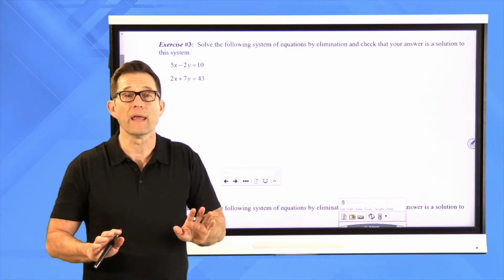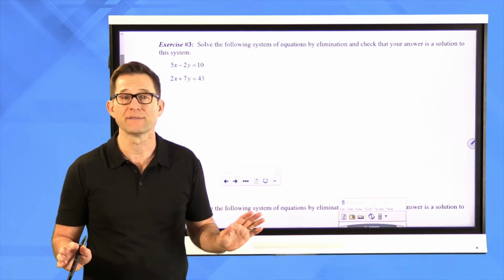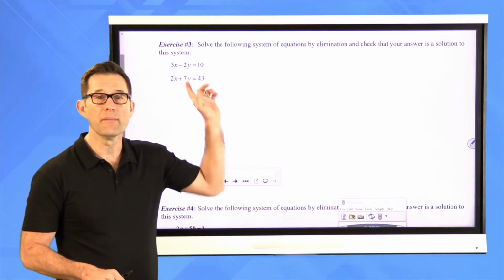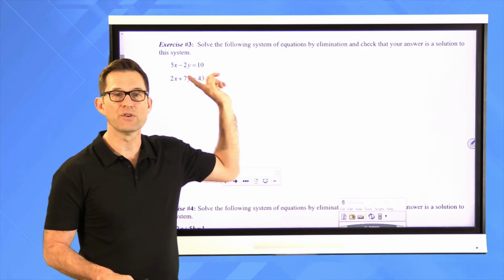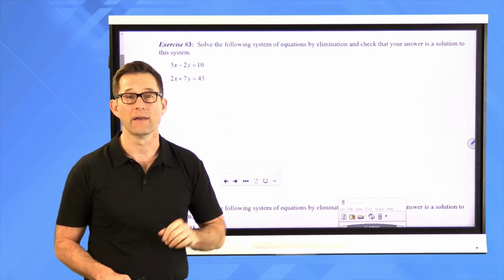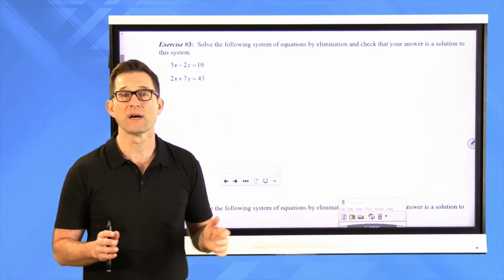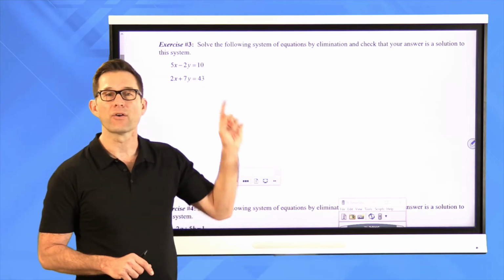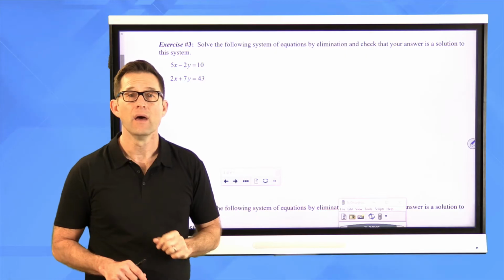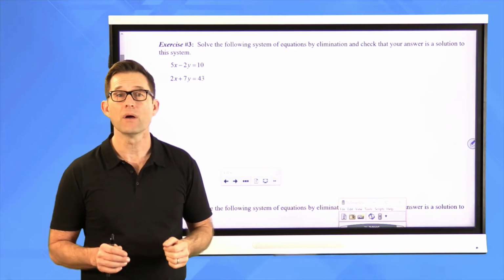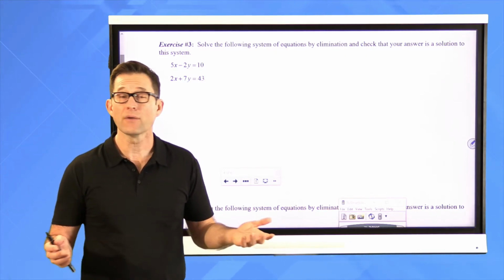Now, I could eliminate either the x's or the y's, all right? If I want to eliminate the x's, maybe I could make the x coefficient in the first equation equal to 10. I could do that by multiplying both sides of the equation by 2. I could make the x coefficient in the second equation equal to negative 10 by multiplying both sides of that equation by negative 5.